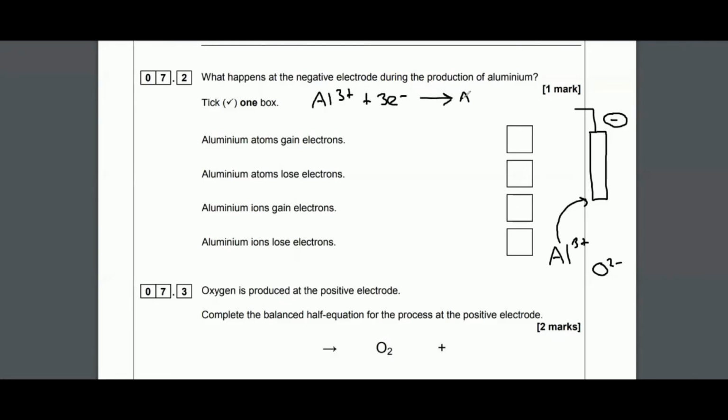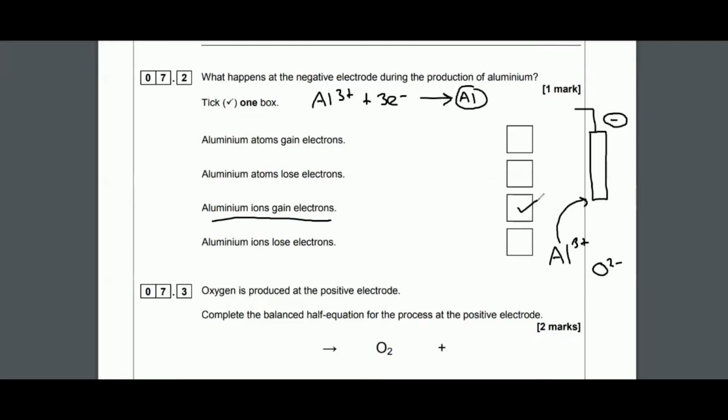What happens to them? They pick up electrons. They're going to pick up 3 electrons, because electrons are negative, that will cancel out the aluminium 3+ charge and form aluminium metal. So the correct answer is aluminium ions gain electrons. And we call that reduction. Reduction is gain of electrons.